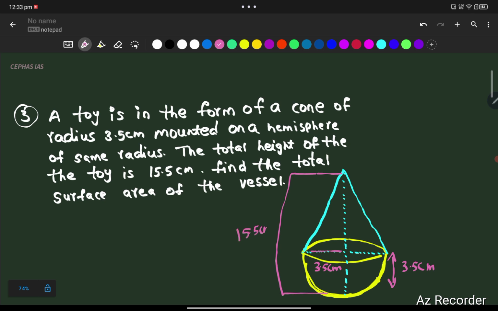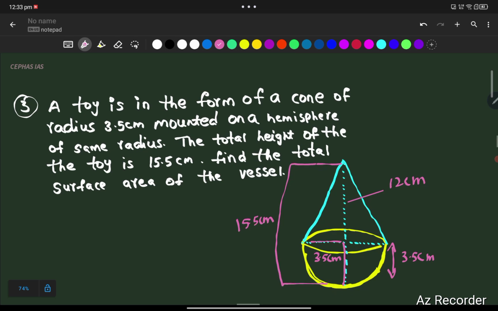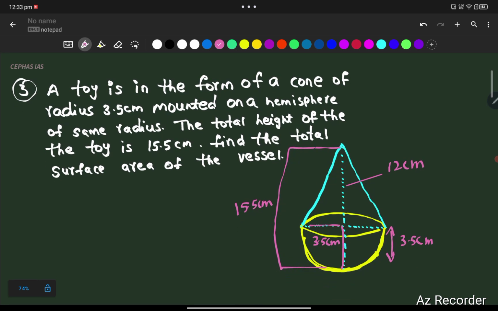15.5 centimeters. If this height is 3.5 centimeters, if you subtract that, you will get 12 centimeters as the height of the cone. So the radius of the hemisphere is again 3.5 centimeters. Let's find out what they're asking: the total surface area of the toy. Total surface area of the toy is nothing but CSA of cone plus CSA of hemisphere.